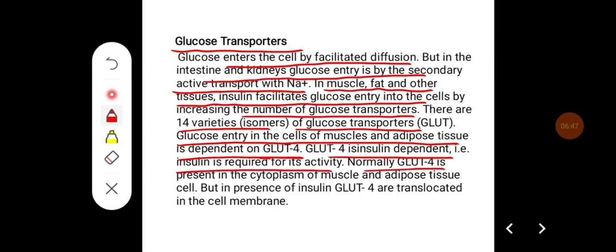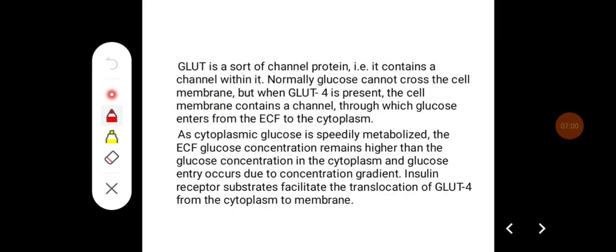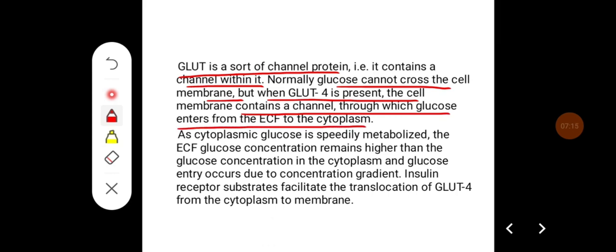Normally, GLUT4 is present in the cytoplasm of the muscle and adipose tissue cell, but in the presence of insulin, GLUT4 are translocated to the cell membrane. GLUT is a sort of channel protein, that is, it contains a channel within it. Normally, glucose cannot cross the cell membrane, but when GLUT4 is present, the cell membrane contains a channel through which glucose enters from the extracellular fluid into the cytoplasm.